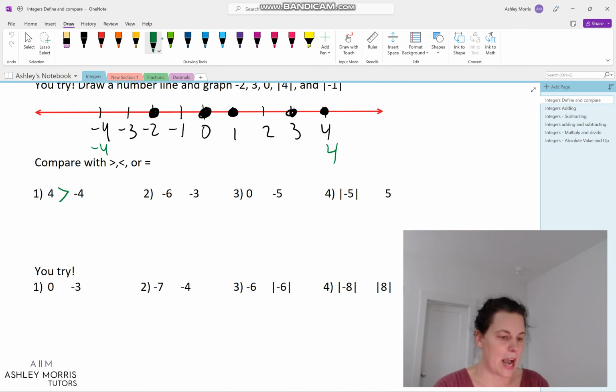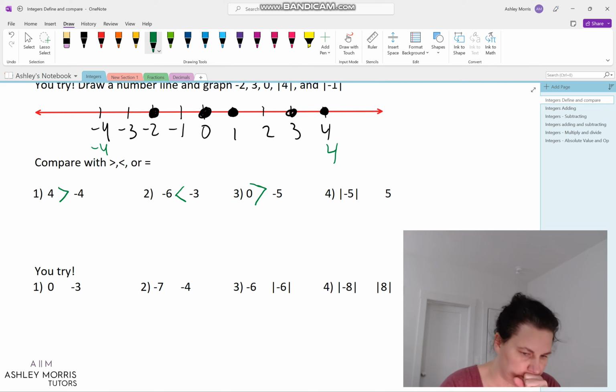-6 and -3. You can absolutely look at your number line. Here's where the money thing comes in. Would you rather owe me $6, that's -6, or would you rather owe me $3? I'd rather owe you $3, so that's the bigger number. Whichever one you'd rather do is the bigger number. Number 3, 0 and -5. Would you rather have 0 or owe me 0? Either way. Would you rather have or owe me $0, or would you rather owe me 5? I'd rather owe you 0 or have 0. Same idea.